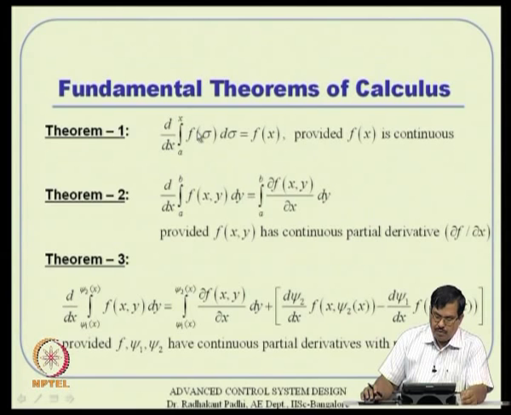Generalizing it a little further, what if f has a variable x inside it, but the lower limit and upper limit are just constants? Even then, because it is integrated with respect to y, what is left is x, so we can take a derivative of that. The answer turns out to be as if you take the derivative inside the integral. But this is a function of two variables, so you talk about partial differentiation. The condition here is that f of x, y has a continuous partial derivative with respect to x.